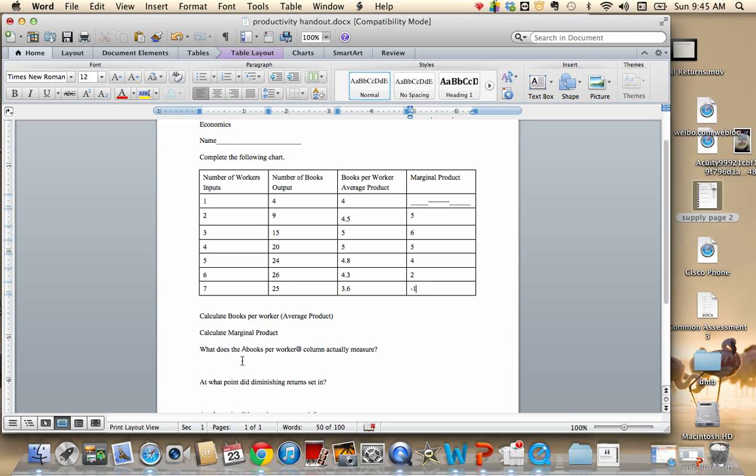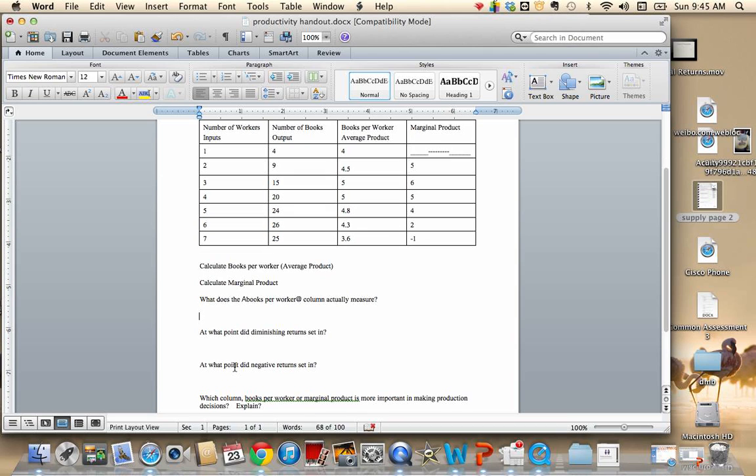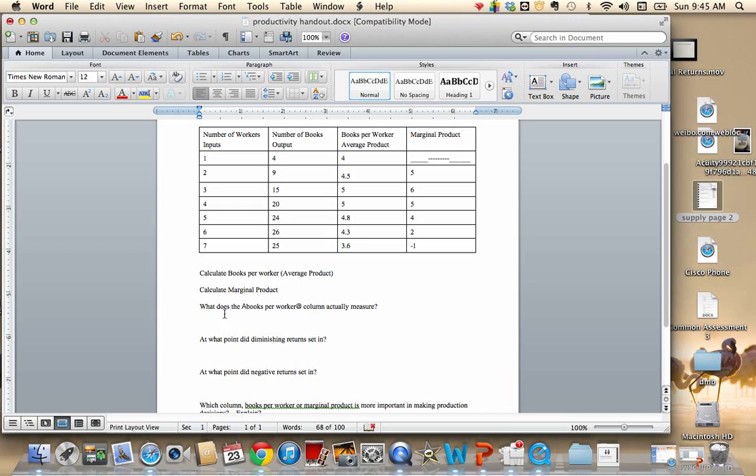And so calculating books per worker, which is your average product, we've done that. We calculated the marginal product. Sorry, there's a loss in translation here when we went from one program to another. So what does the books per worker column tell us? That's your average product. Average product, on average, how much did each worker make? And we can see that when we look at 7 workers making 25, on average each one made 3.6, but we can see that last one actually went backwards.